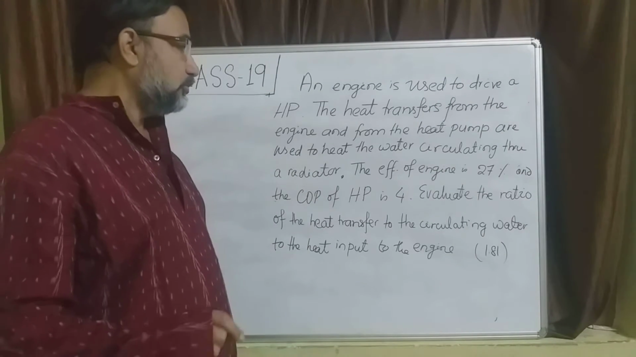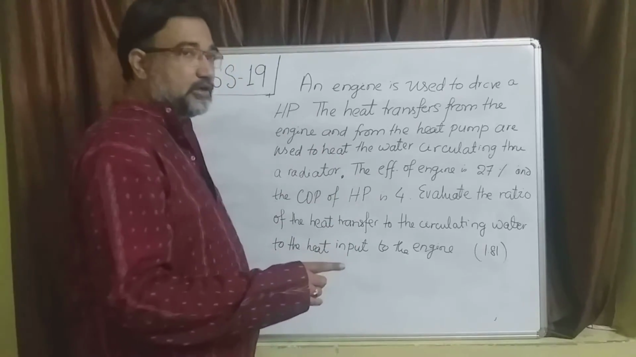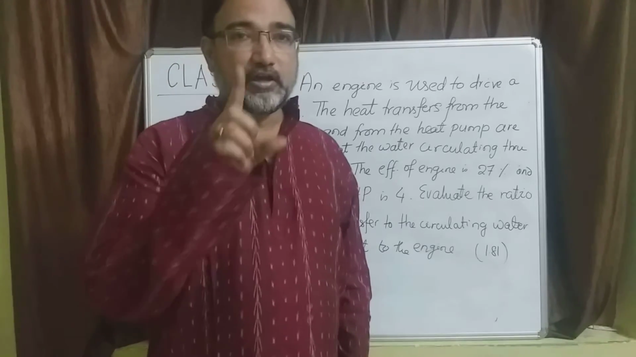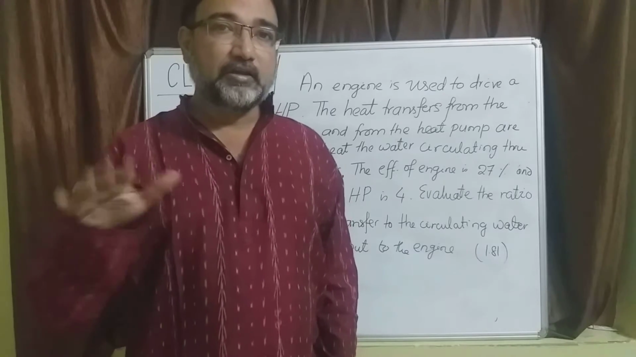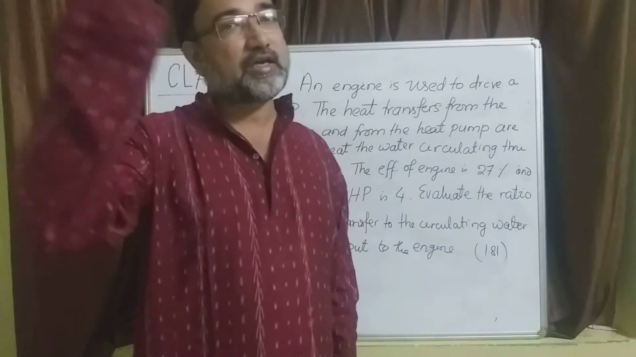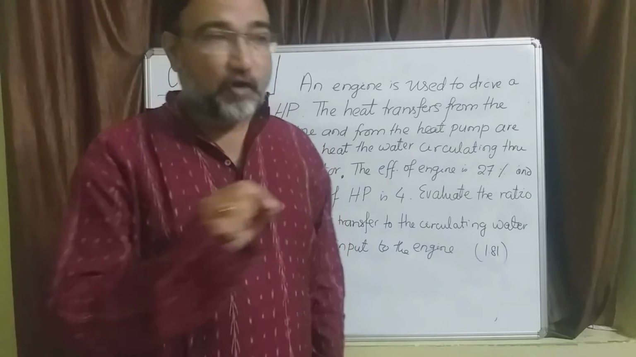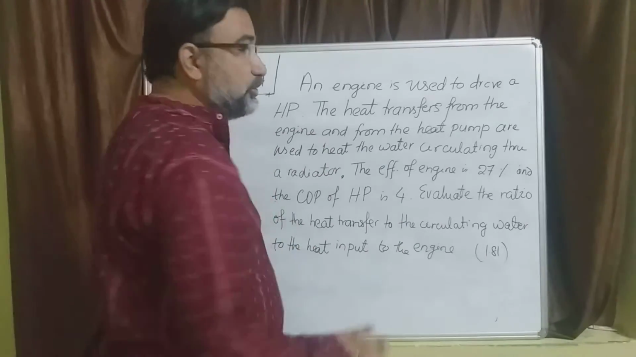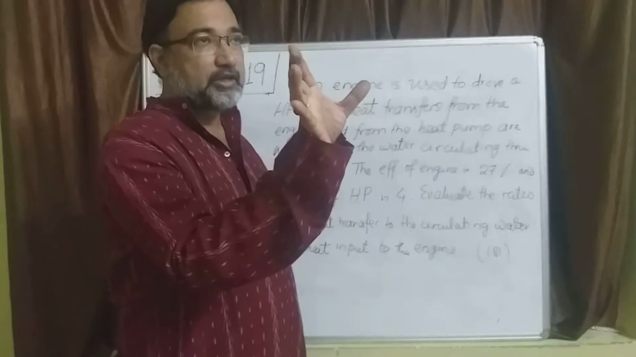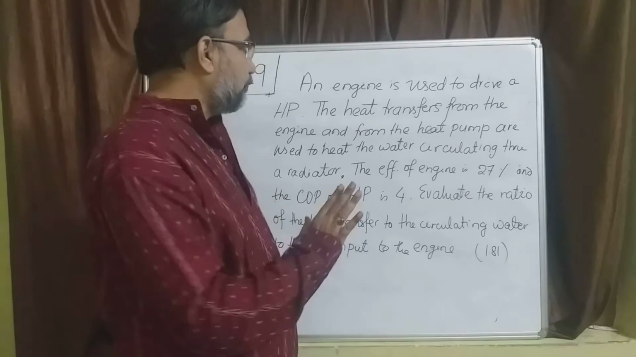What do you have to find out? You have to evaluate the ratio of the heat transfer to the circulating water. Which are the heat quantities going to the circulating water? One that is rejected by the engine and the other which is rejected by the heat pump. So these two heat quantities are going to the circulating water, divided by the heat input to the engine, that means Q1. So that ratio, two heat terms in the numerator and one heat term in the denominator, you have to evaluate. This is what the problem says.